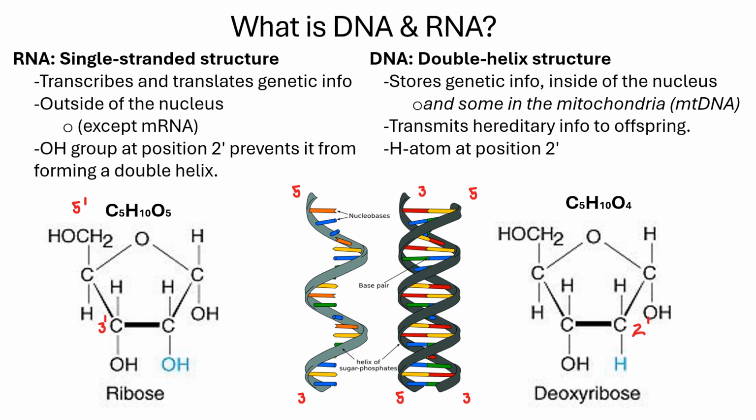DNA stores genetic info. It's usually in a double helix structure, and it's found inside of the nucleus except for mitochondrial DNA. Its goal is to transmit hereditary information to offspring, and its difference between DNA and RNA structurally is that there is an H atom present at position 2 instead of a hydroxyl. So the missing oxygen here allows it to form a double helix structure, and you will not find uracil inside of DNA. As a protection mechanism, when uracil shows up in a DNA strand, uracil DNA glycosylases, or UDGs, will recognize this base as mutated and remove it from the strand.